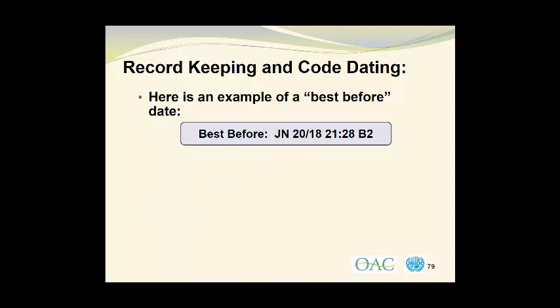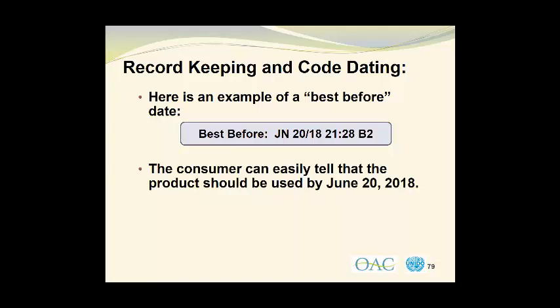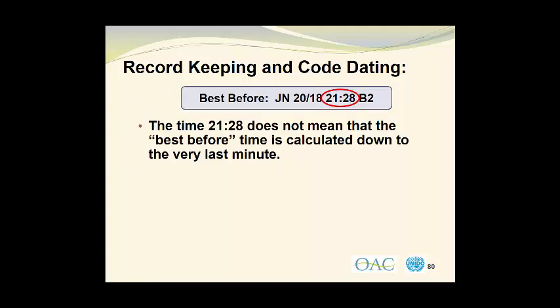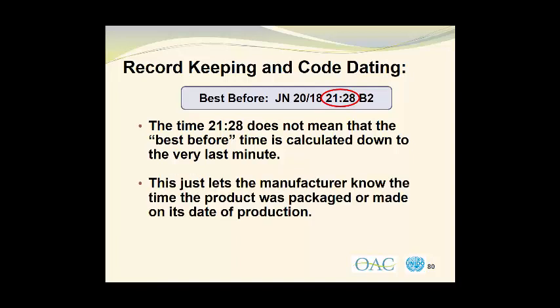This says best before JN20/18 21:28 B2. The consumer can easily tell that the product should be used by June 20th, 2018. The time 21:28 does not mean that the best before time is calculated down to the very last minute. This just lets the manufacturer know the time the product was packaged or made on its date of production. Once again, B2 is an internal code.